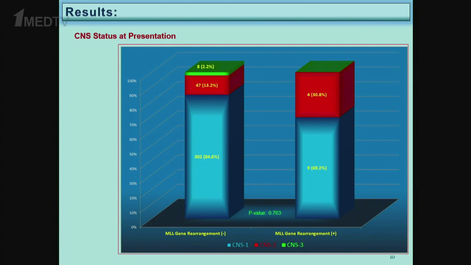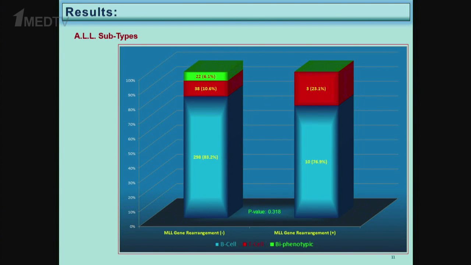It's not like the Philadelphia chromosome. MLL rearrangement is not as significantly associated with presentation as CNS 3 as in Philadelphia chromosome positive. So there was no different CNS status presentation between the two groups. For ALL subtypes, we saw in the MLL rearrangement negative group 26.1% biphenotypic leukemia. On the other hand, in the MLL rearrangement group, there was no patient with biphenotypic leukemia.